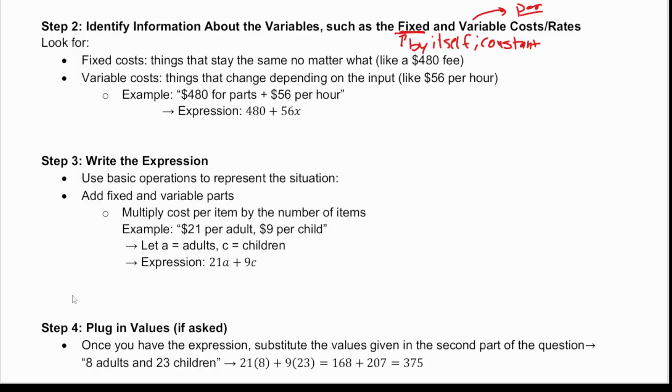So for example, if you have a plumber that comes by that charges $480 just to visit, and then an additional $56 per hour, well, you can take 56 multiplied by the number of hours that he's working, and then add that to that initial $480 fee, and then voila, you've got yourself an expression on how much you would have to pay the plumber.